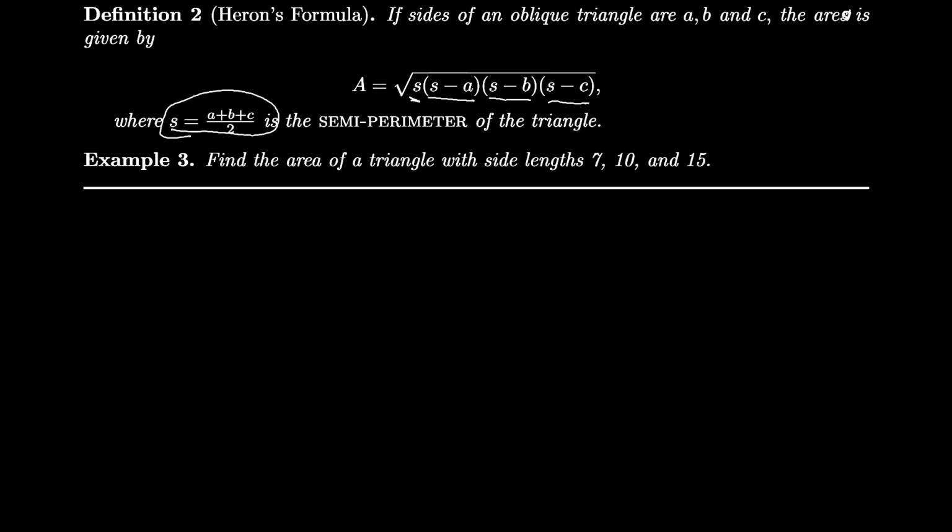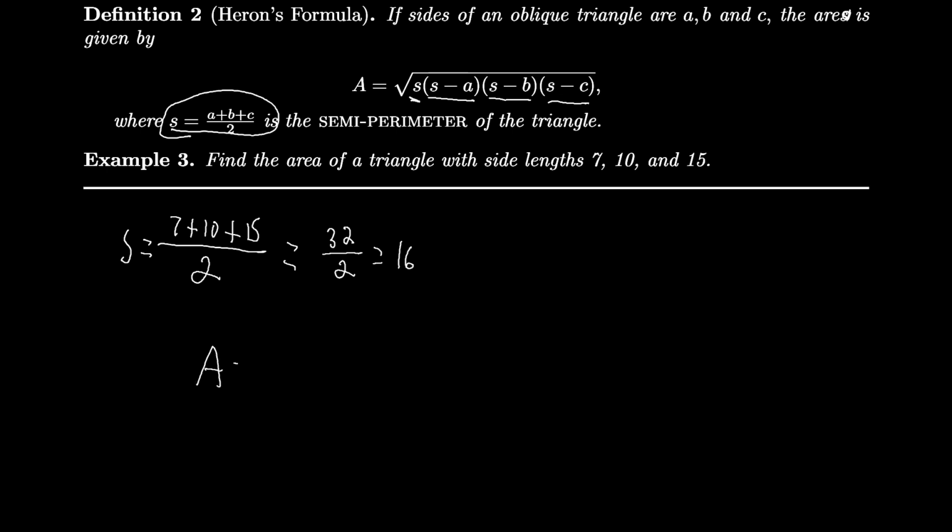So we need to find the area of a triangle with side lengths 7, 10, and 15. Easy enough. We don't need to draw triangles for this. We just plug it into a formula. To use Heron's formula, we've got to find S. So S is 7 plus 10 plus 15 divided by 2. So 10 plus 15 is 25, plus 7 is 32, divided by 2 is 16.